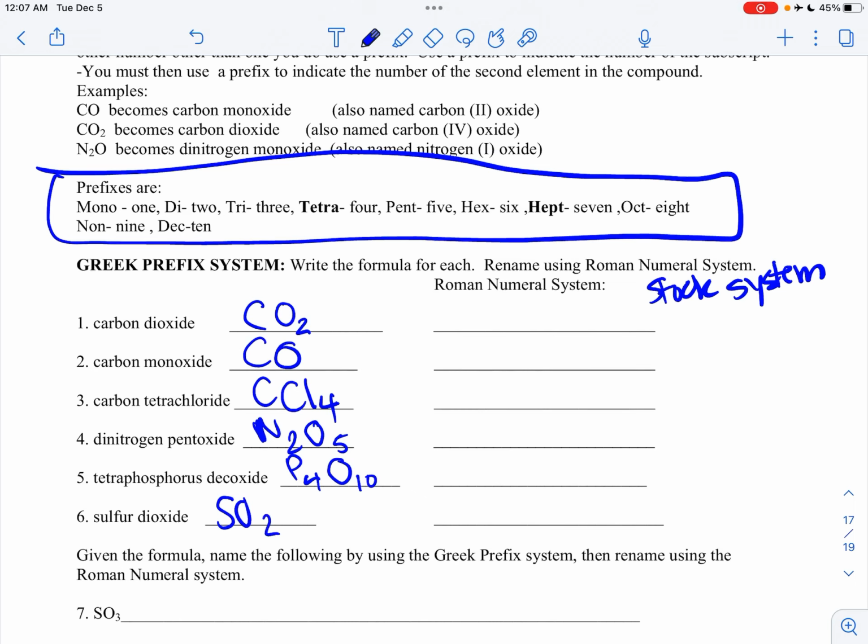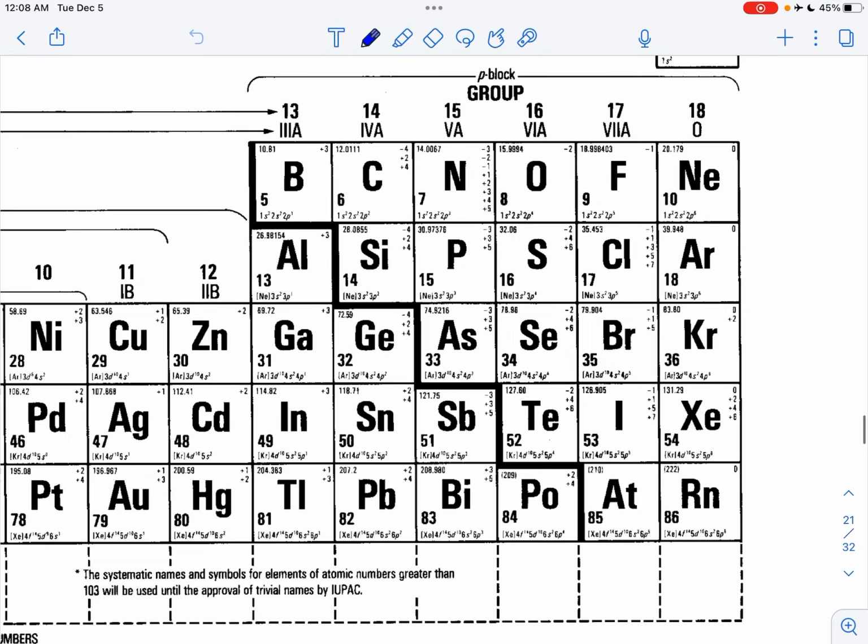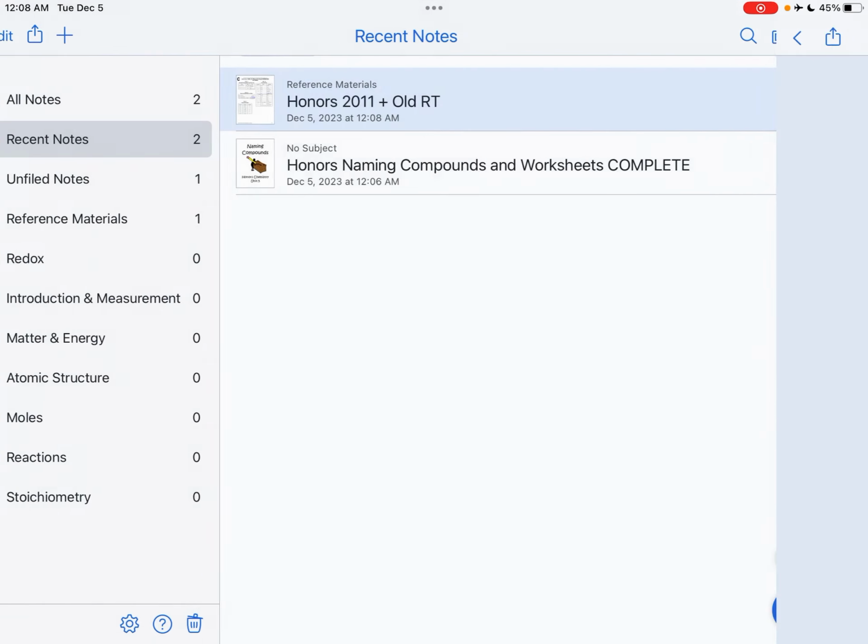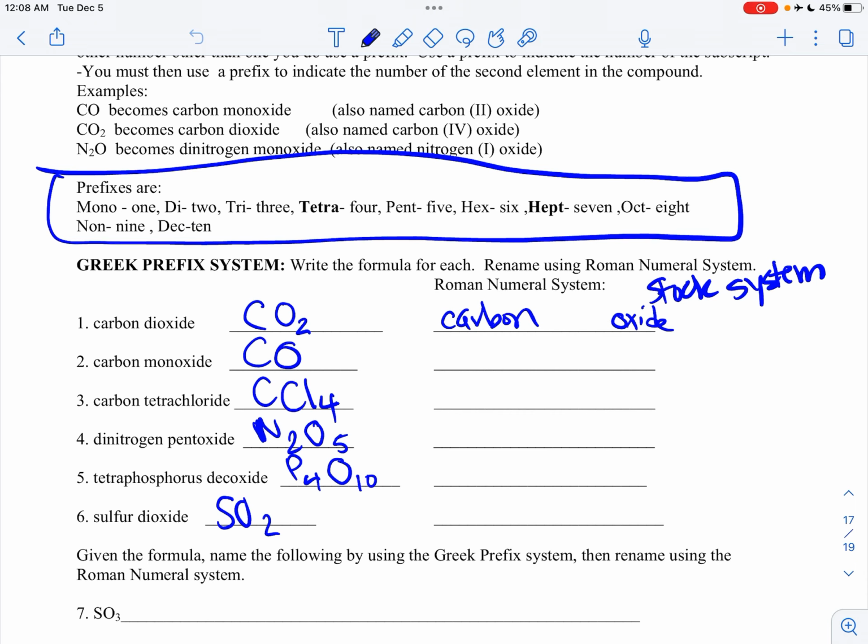So now that we have our formulas, we can figure out the numeral system. It says rename them. So this is going to be carbon and oxide. Does carbon have more than one positive oxidation state? Yes, it does. It has +2 and +4. Those are our two choices. So if we assign this, oxygen's a -2, which means 2 of those would be -4. Carbon would be +4. So carbon, Roman numeral 4, oxide. Carbon monoxide, so if that's a -2, this would be a +2. So now this is carbon, Roman numeral 2, oxide.